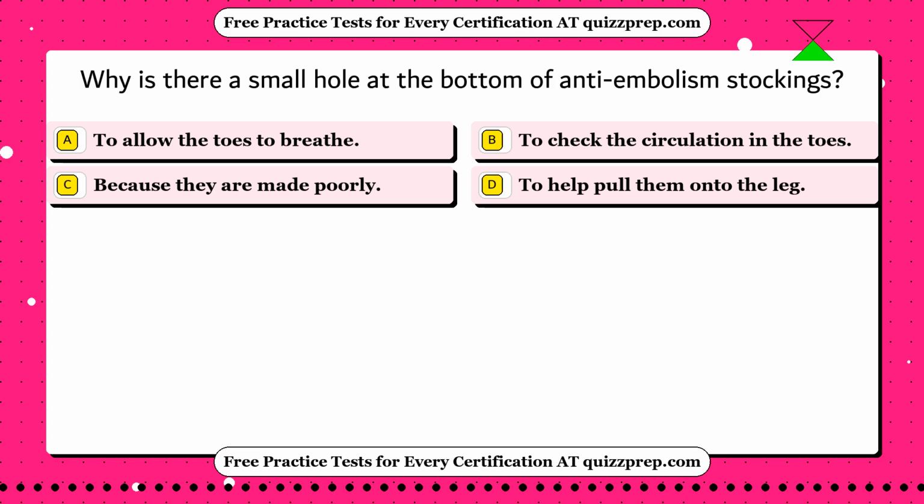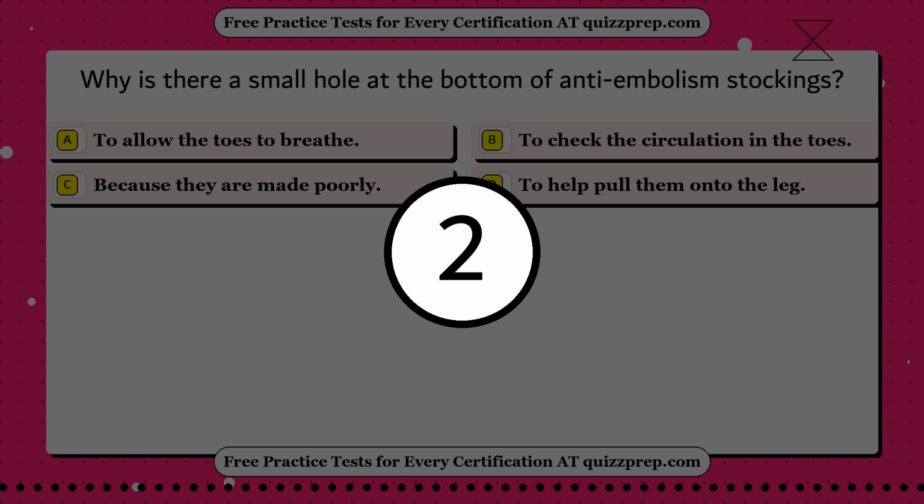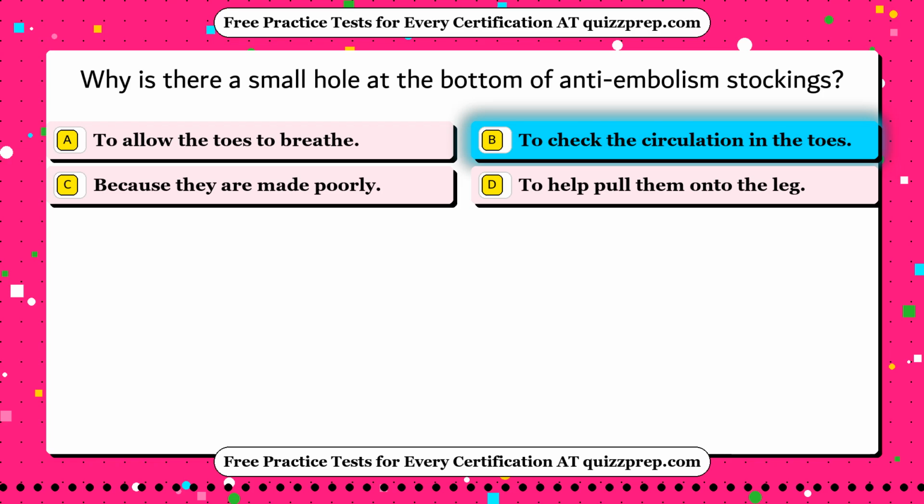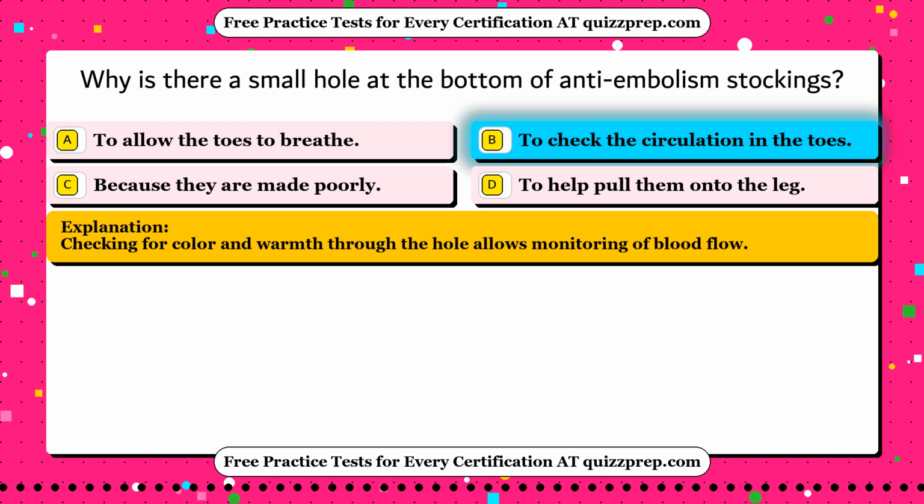Question 96. Why is there a small hole at the bottom of anti-embolism stockings? Option A, to allow the toes to breathe. Option B, to check the circulation in the toes. Option C, because they are made poorly. Option D, to help pull them onto the leg. The correct answer is option B, to check the circulation in the toes. Checking for color and warmth through the hole allows monitoring of blood flow.